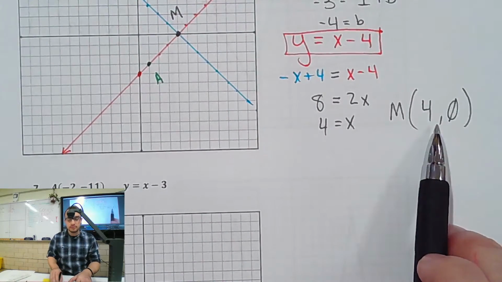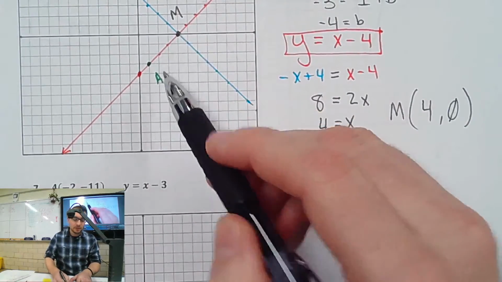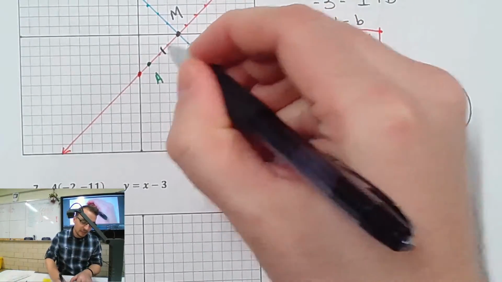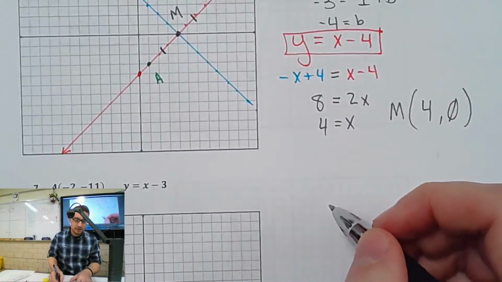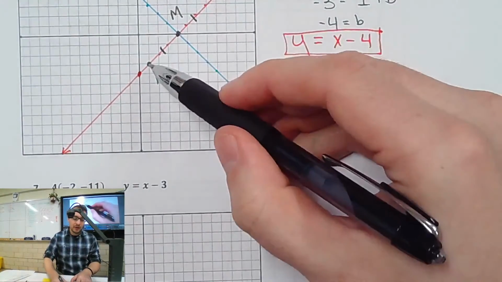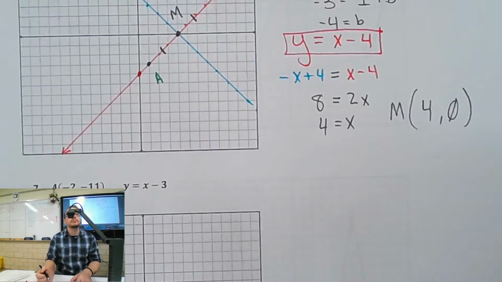So we know that's going to be the midpoint, because remember, reflections always occur the same distance on both sides. So we're going to use the midpoint formula now to figure out where A prime exactly will be. Okay, so now the last step.